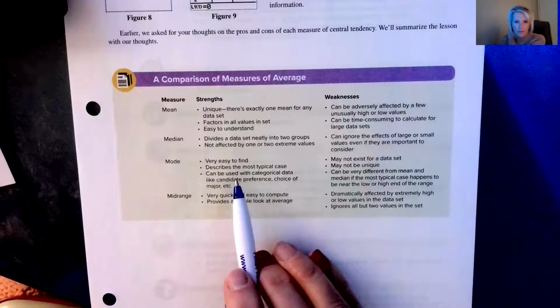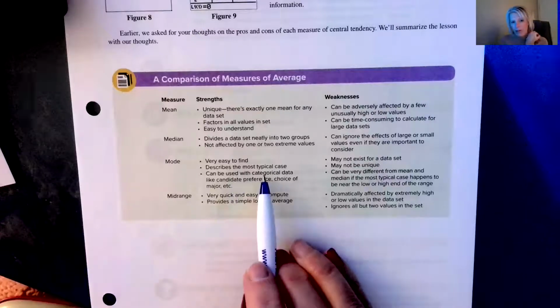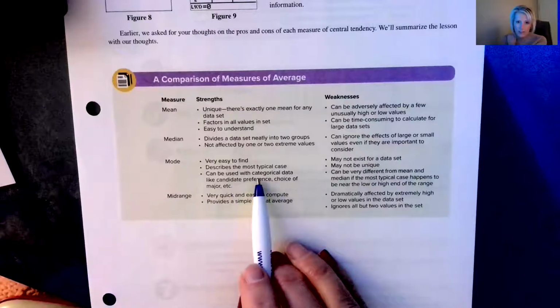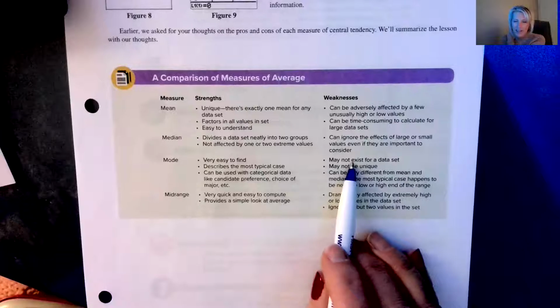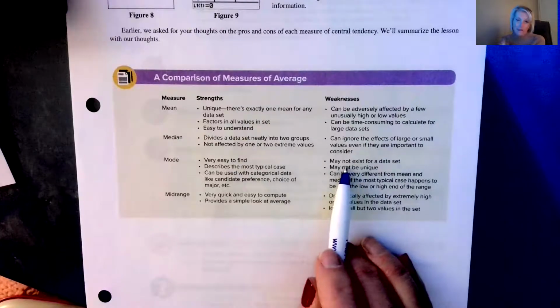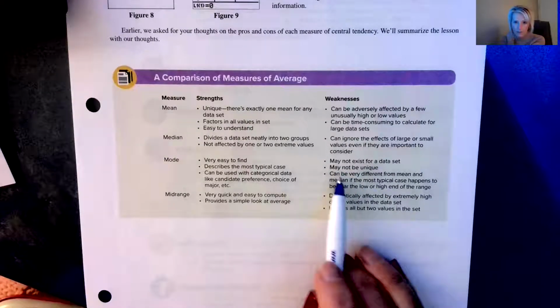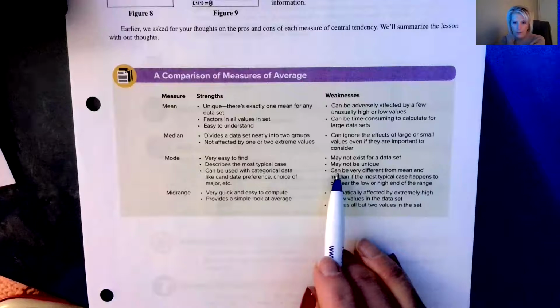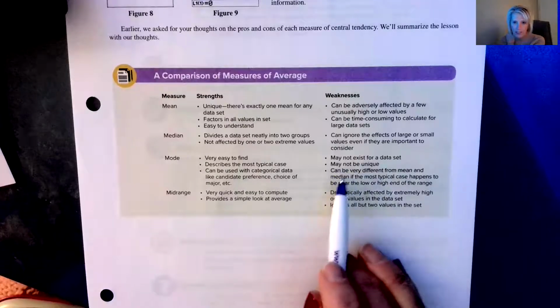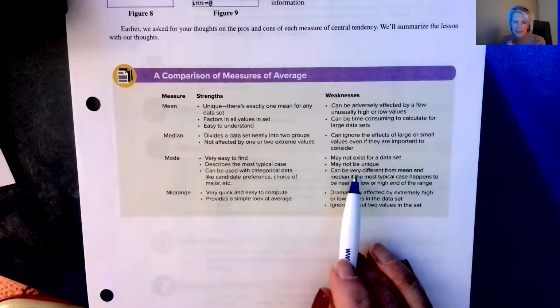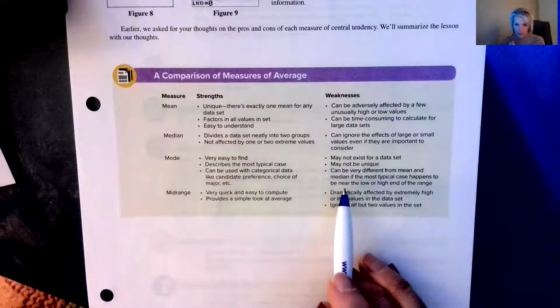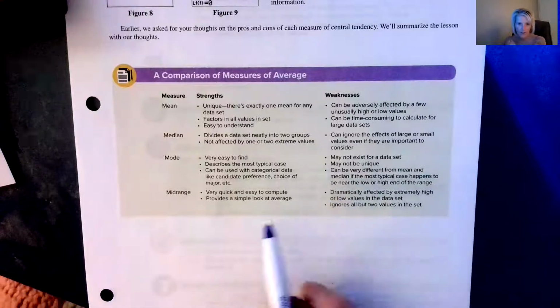The mode is super easy to find. It describes the most typical case. It can be used with categorical data, which is nice, but it may not exist for data that has many, many different possible outcomes that are different from each other. It may not be unique and can be very different from the mean and median if the most typical case happens to be near the lower or high end of the range.